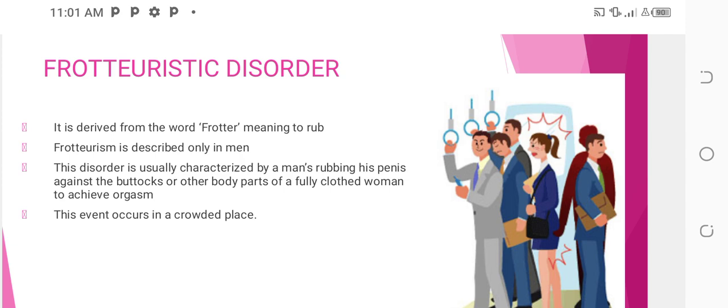So the diagnostic criteria: this behavior should last at least 6 months. Then the individual has acted on these urges with a non-consenting person, or the sexual urges or fantasies cause clinically significant distress. So we move on.